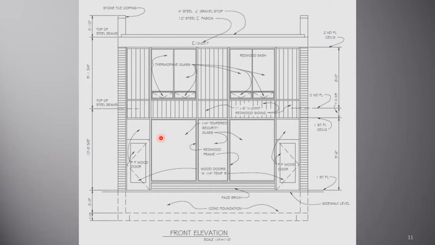On the front elevation, we have a door hinged on this edge. We have face brick, a different type of brick than building brick, and we see that this portion is redwood siding. So there's a lot of redwood being used in this building, and that's what our elevation and our exterior drawings tell us.